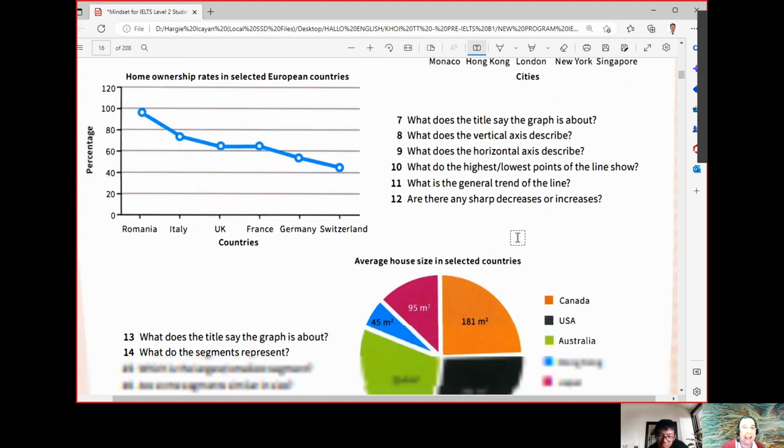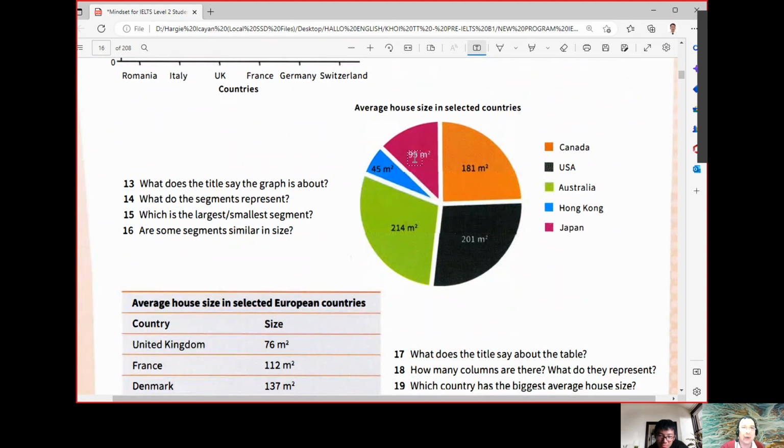No more questions. Okay, next. Let's try to do the pie graph now. Read the pie graph quickly using the scanning technique, and after that, let's try to answer the questions.